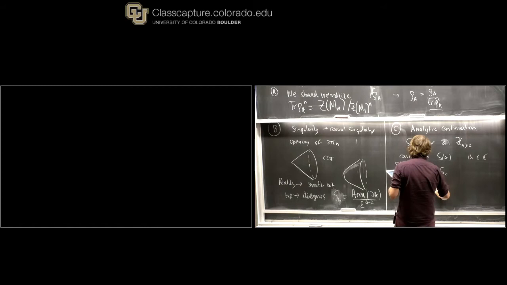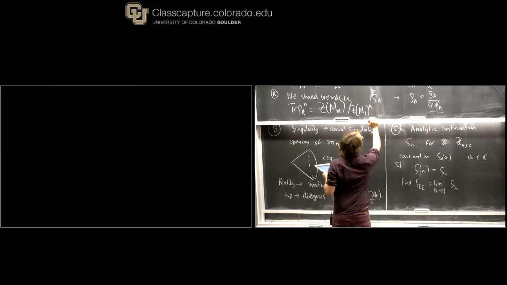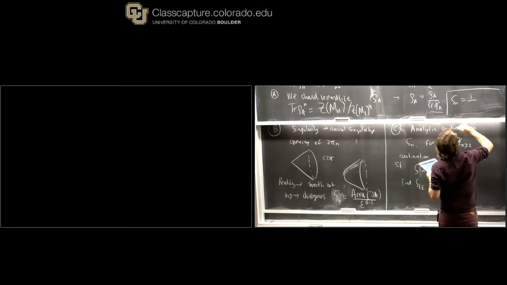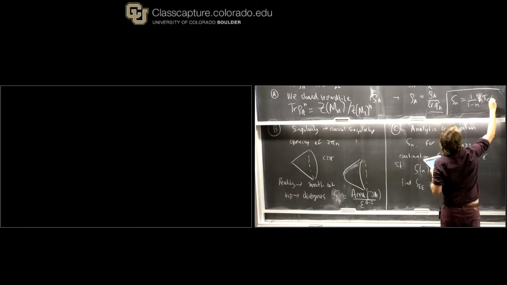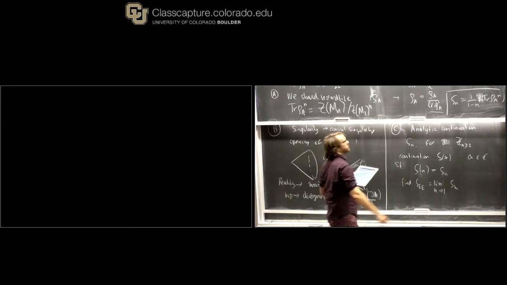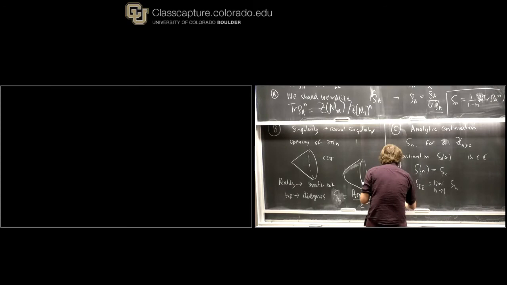I forgot to write down the formula for S_n. Let me just write it here. So remember, S_n is 1 over 1 minus n log of this trace rho_A to the n. So you just take the log of this Z of M_n, and then you multiply by this extra factor, and that's what I mean by S_n. Okay. Now, the question is, is this unique? Is such a continuation unique?